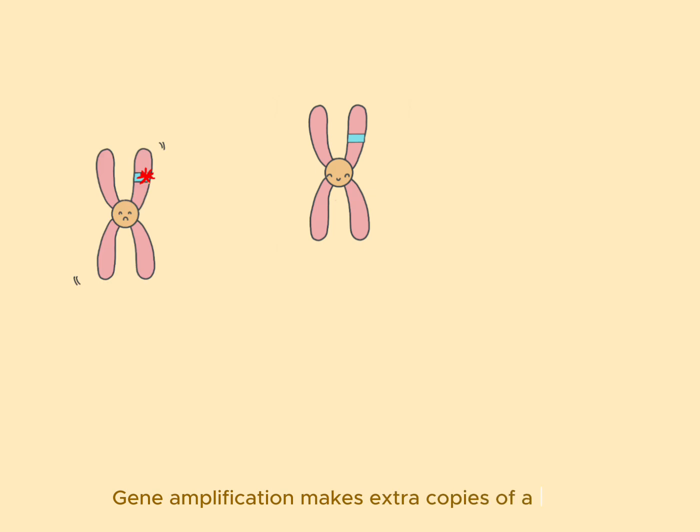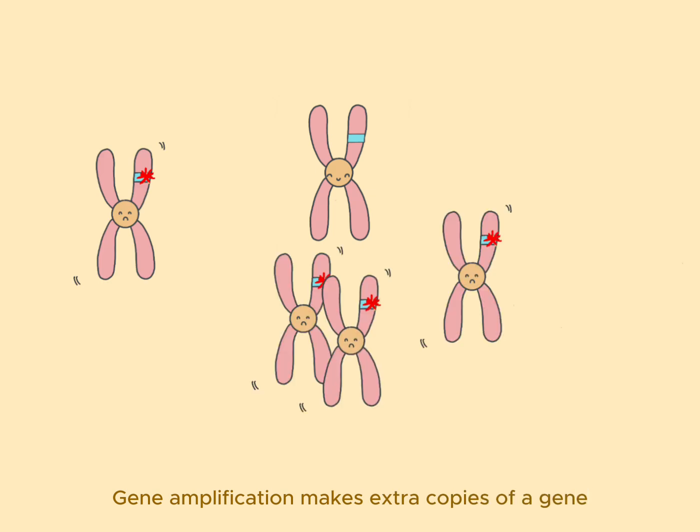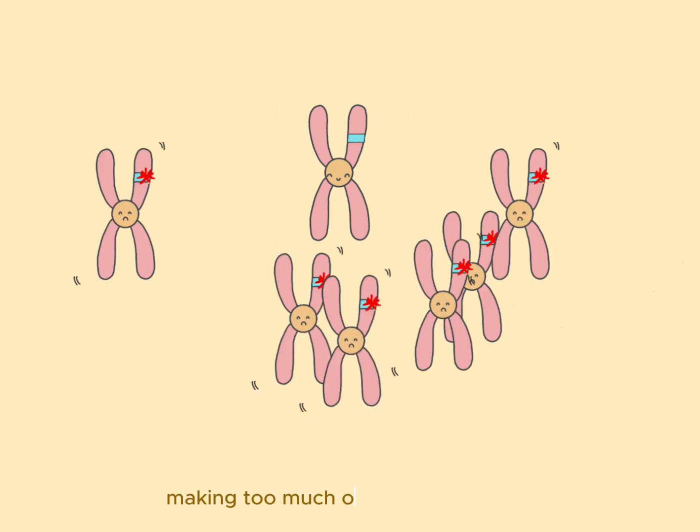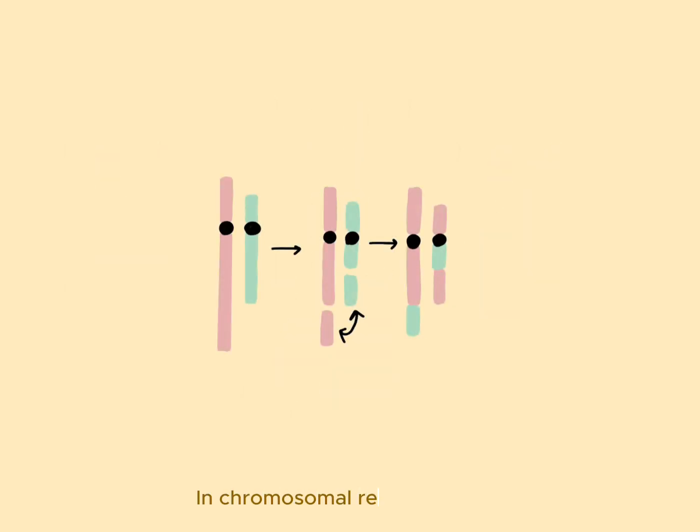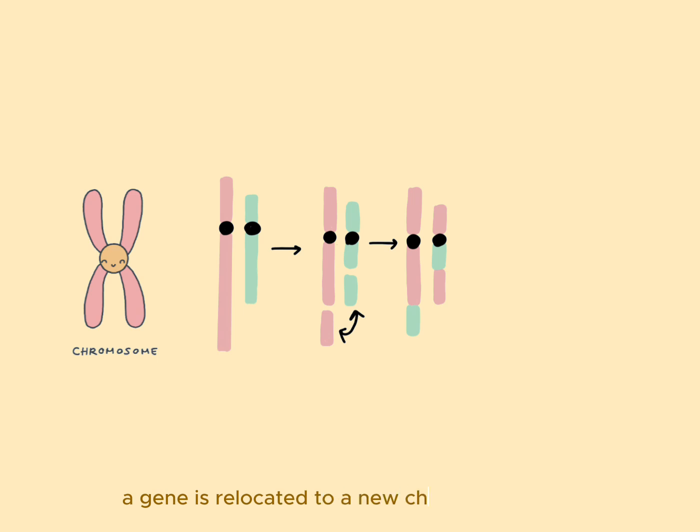Gene amplification makes extra copies of a gene, which might lead to them making too much of a certain protein. In chromosomal rearrangement, a gene is relocated to a new chromosomal site that leads to a higher expression. This might put a gene that functions as a type of on switch next to a proto-oncogene, keeping this gene turned on even when it shouldn't be. This new oncogene can result in the cell growing out of control.